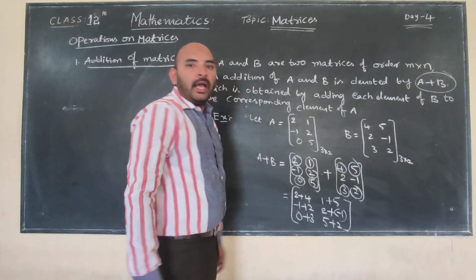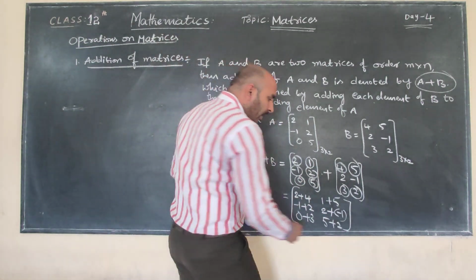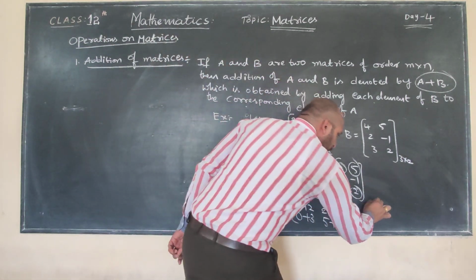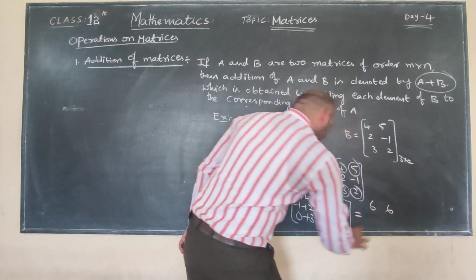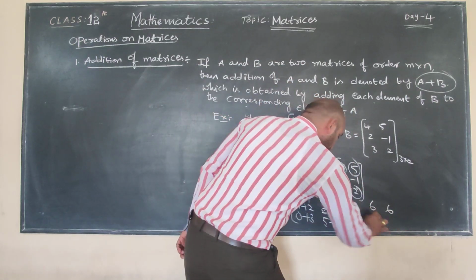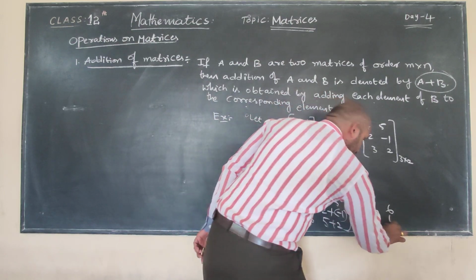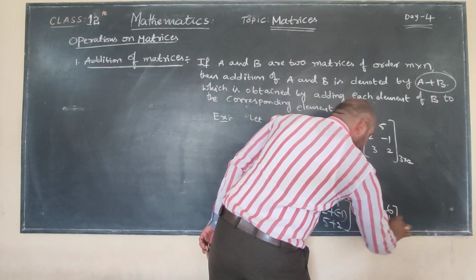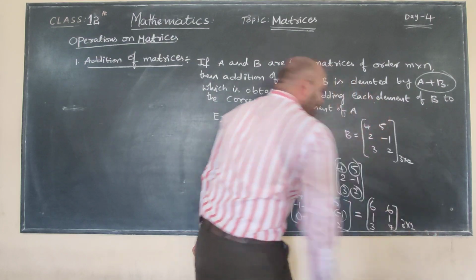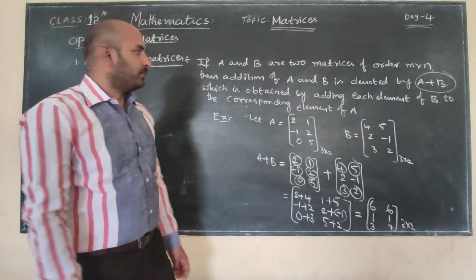Same corresponding positions. It is equal to 2 plus 4, 6; 1 plus 5, 6; minus 1 plus 2, 1; 2 minus 1, 1; 0 plus 3, 3; 5 plus 2, 7. So the order is 3 cross 2.